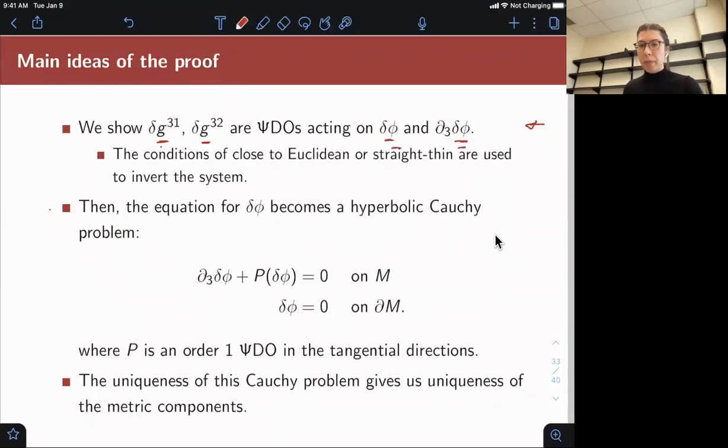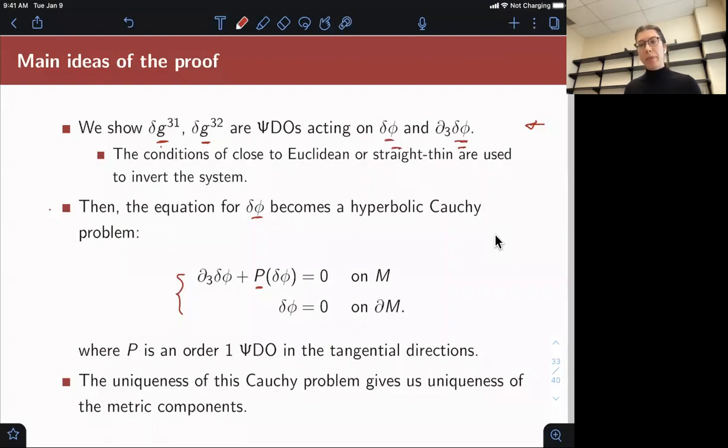Then the equation for the difference of the conformal factor, remember it was given by mean curvature vanishing on each of the surfaces. This can be written as a hyperbolic Cauchy problem as follows, where this term here, P, is an order 1 pseudo-differential operator in the tangential directions to the surface.